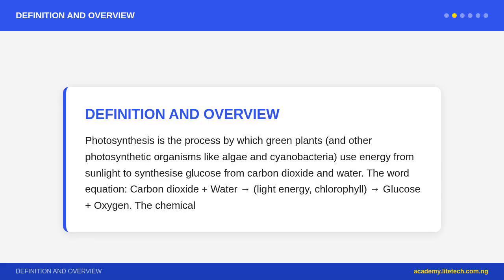Each stoma is controlled by two guard cells that open or close the pore. Veins, or vascular bundles. Xylem brings water to the leaf. Phloem carries glucose away from the leaf.